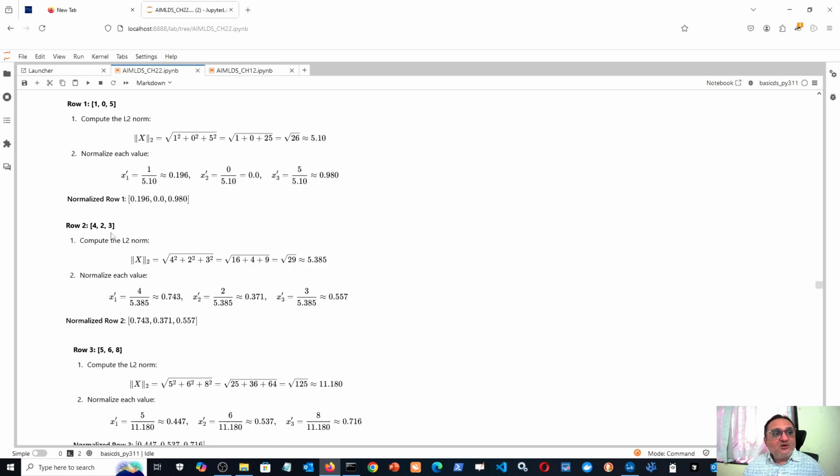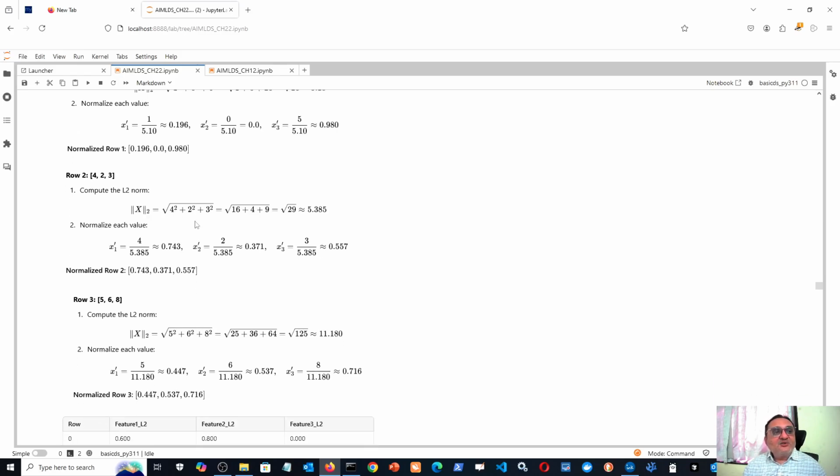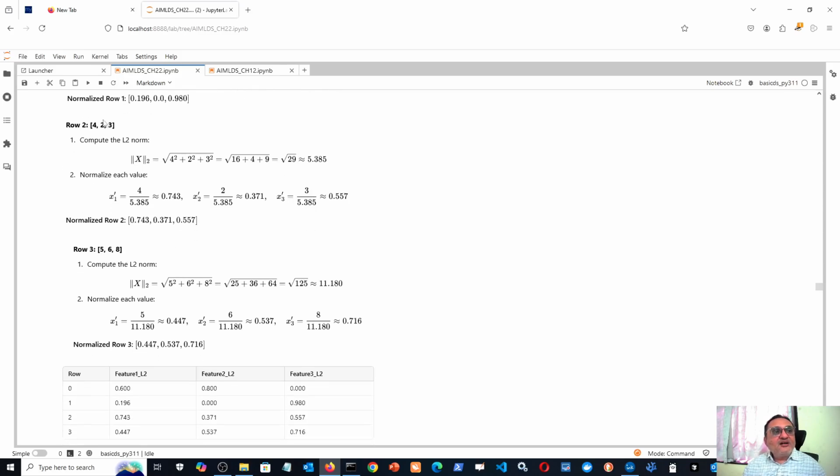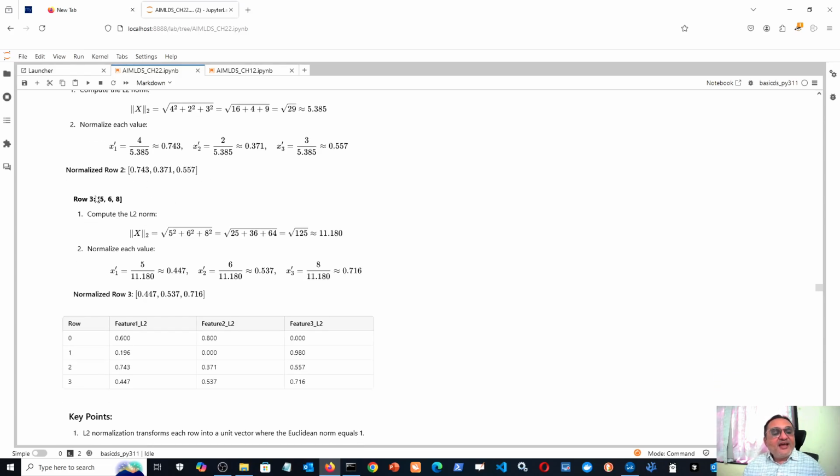Next is 4, 2, 3. So the L2 norm is under the root 4 square plus 2 square plus 3 square, or square root of 29. So these will be 4 divided by root 29, 2 divided by root 29, and 3 divided by root 29, okay? And so the row which was originally 4, 2, 3 will become normalized like this. Then the last row, 5, 6, 8, will have its norm under the root 5 square plus 6 square plus 8 square, and that norm would become root 125. So that will be 5 by root 125, 6 by root 125, and 8 by root 125.